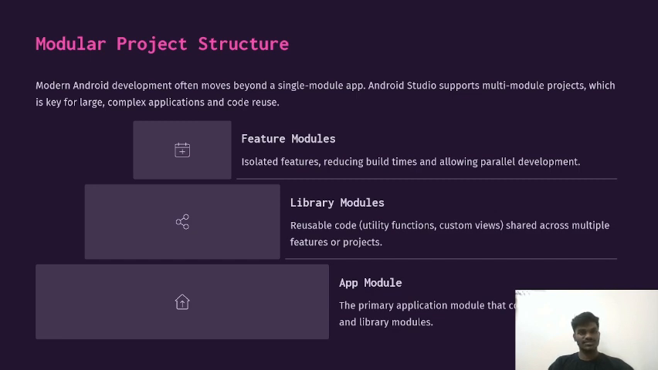And next, modular project structure. When apps become larger, we use a modular structure to manage them better. In this setup, our project has multiple modules like feature modules, library modules, and the app module. The feature module is for separate features such as login or chat, the library module is for reusable code, and the app module combines everything together. This structure helps us work faster, reduces build times, and makes the code easier to maintain.